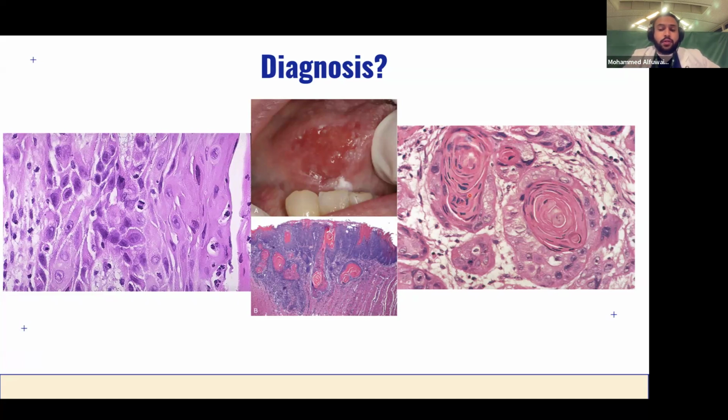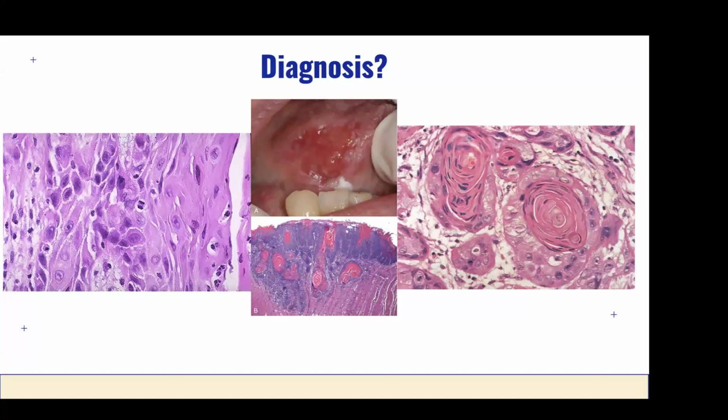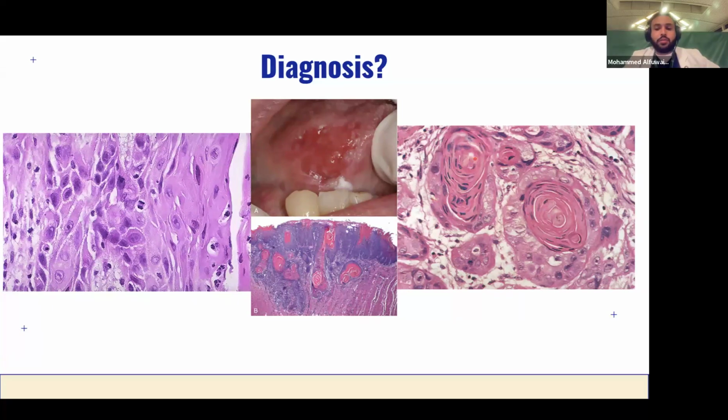What are these things called? You took MSI, so this should be quick. Keratin pearls, okay? Balls of keratin. Over here, what do we see in between the cells? Desmosomes, okay? So you have oral squamous cell carcinoma.